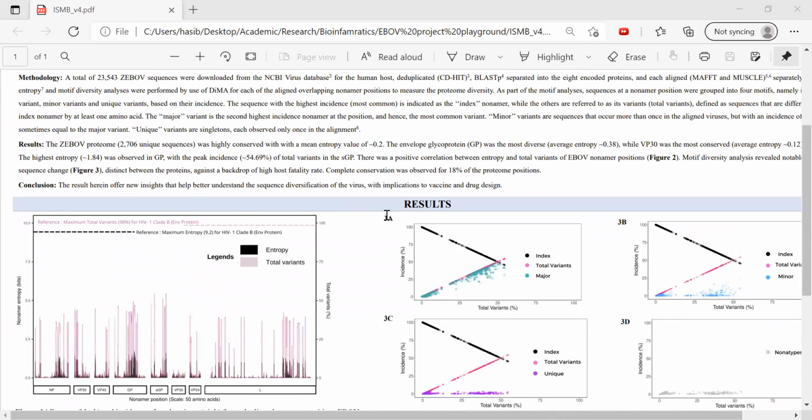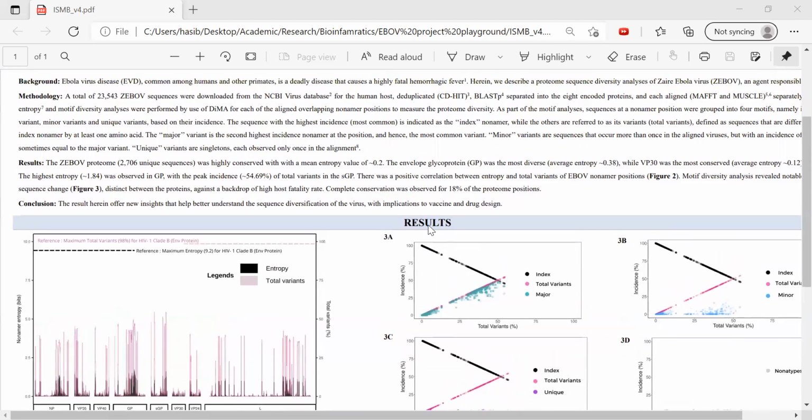In conclusion, the results herein offer new insights that help better understand the sequence diversification of the virus with implications to vaccine and drug design.